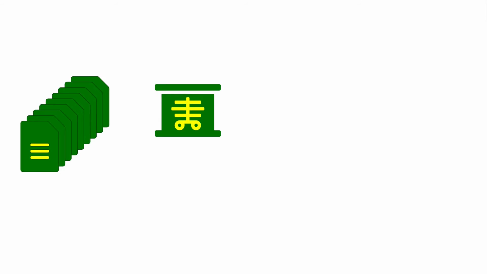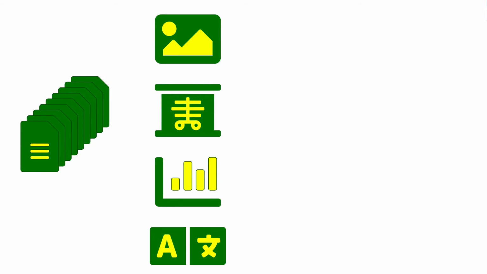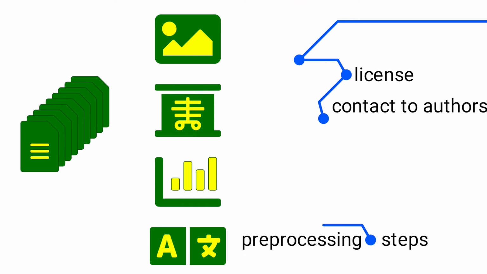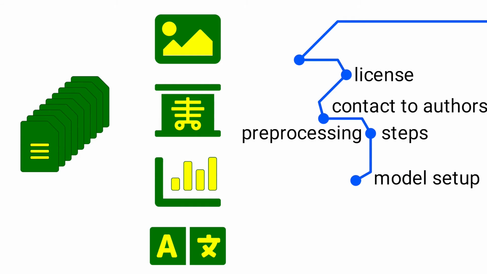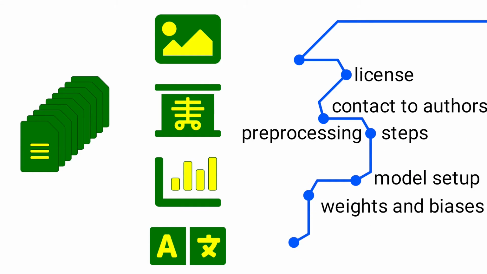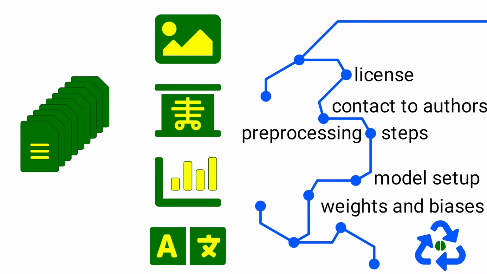Aside from the actual data, datasets can hold many additional information, like license, contact to authors, preprocessing steps, model setup, weights and biases. This way datasets can be easily used for more detailed training or transfer learning.